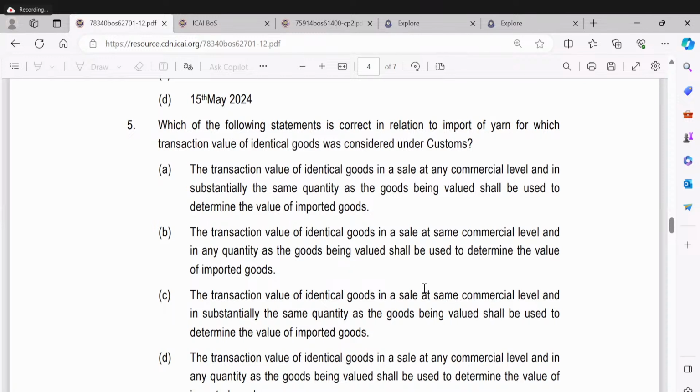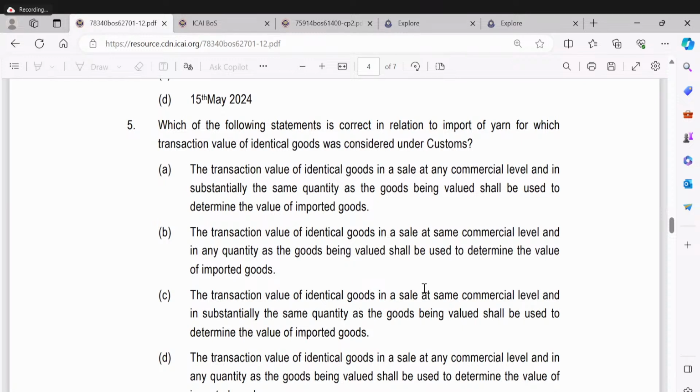Now regarding this, we have been given 4 statements. We have to see which one is correct in this regard. The transaction value of identical goods in a sale at any commercial level and in substantially the same quantity as the goods being valued shall be used to determine the value of imported goods. This is the first statement.